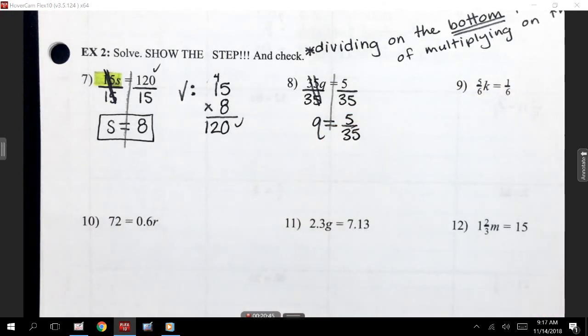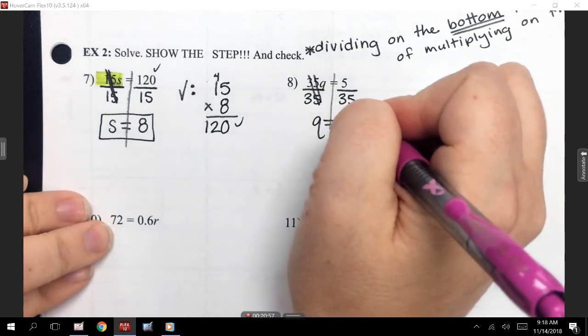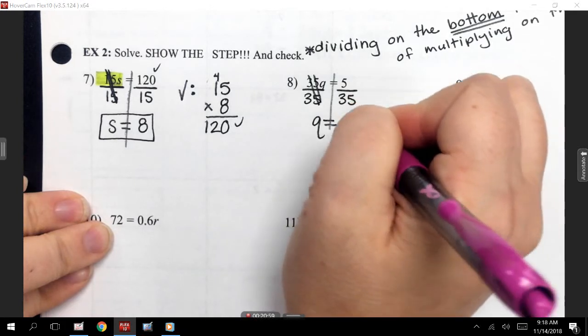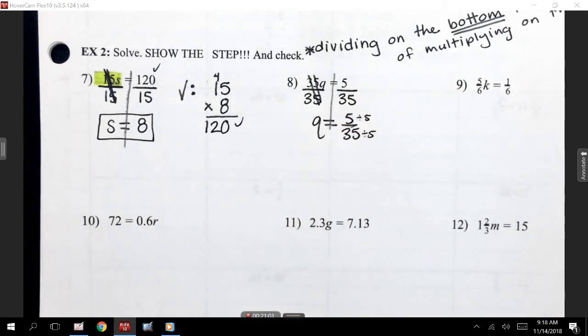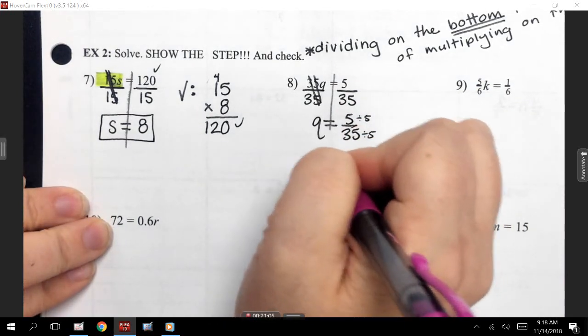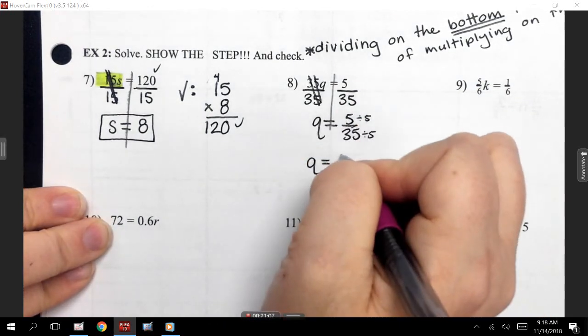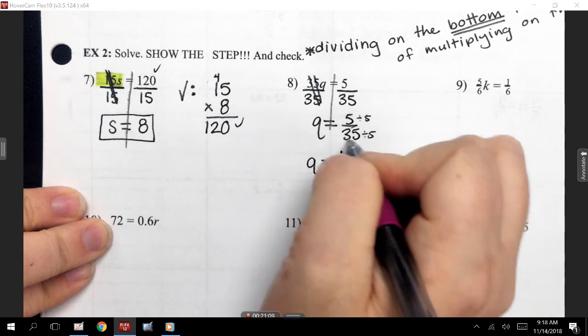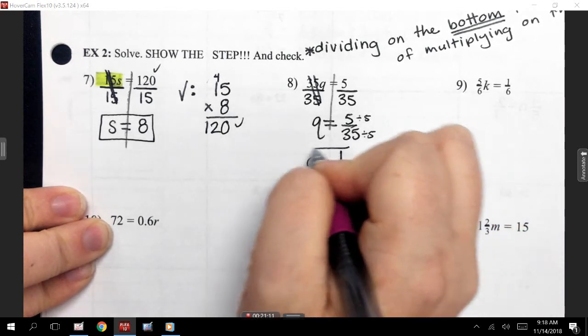But 5 over 35, is that a good fraction? What's wrong with this fraction? Hannah? It can simplify. What number could I use to simplify this? Look. 5. So, guys, I'm going to simplify this. If it wouldn't have simplified, would that have been a good answer? Yeah, but it will. So I'm going to put Q down here. I'm going to do it again. 5 divided by 5 is 1. 35 divided by 5? 7.